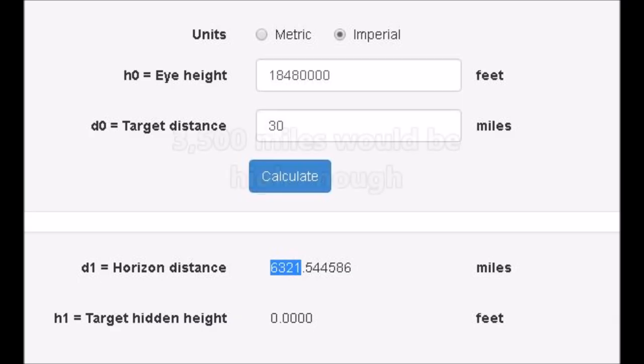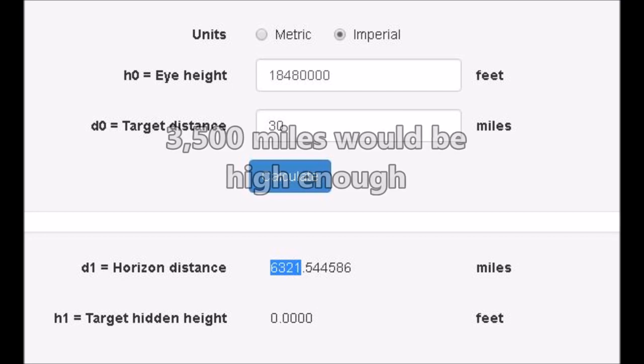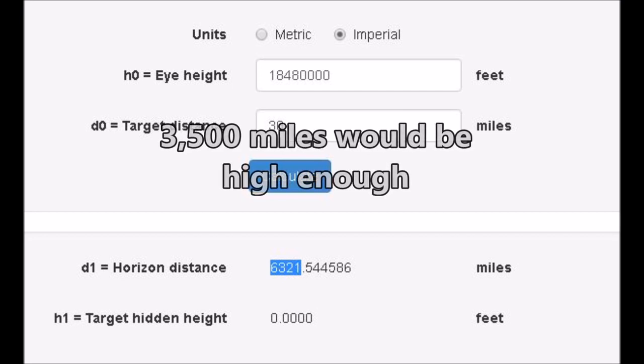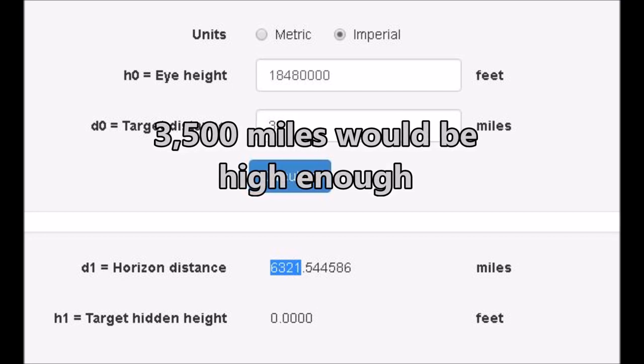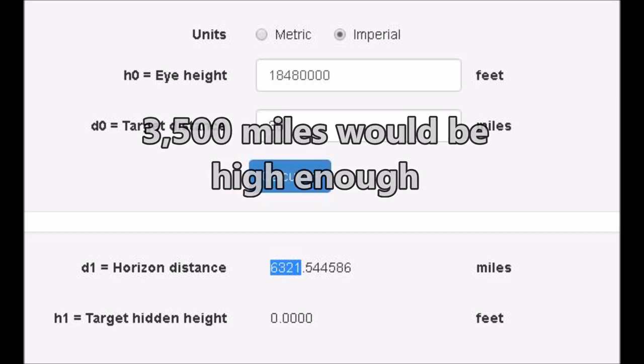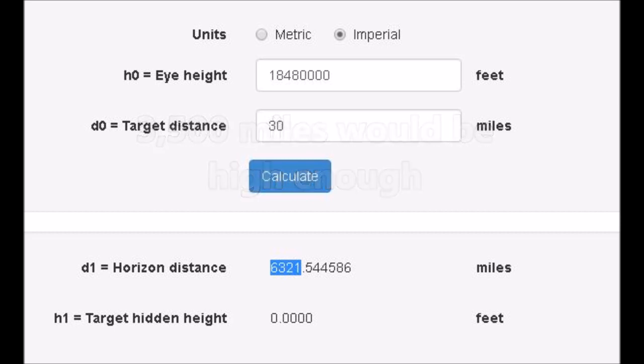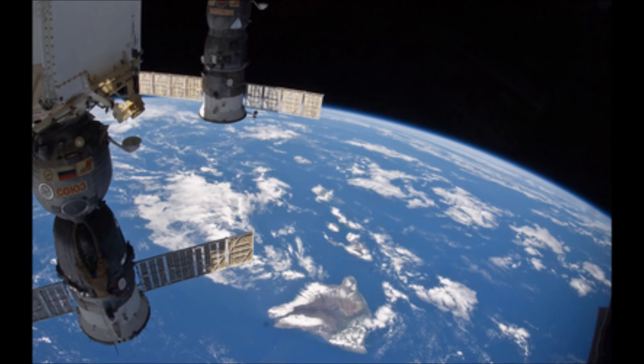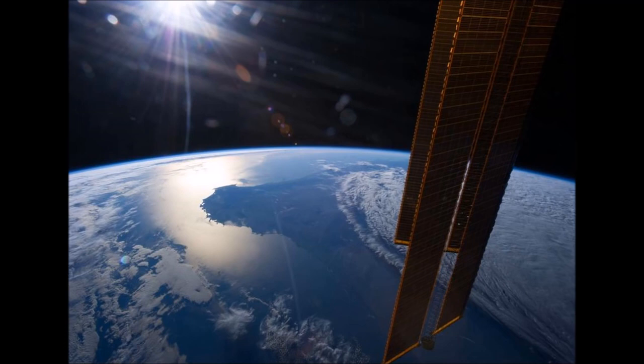And that means in order to be high enough to see that far, I actually did the calculations, and you would have to be about 4,000 miles into space. So in order to see the entire Earth, you need to be about 4,000 miles in space. So any picture, any image you see where they show you the bendy Earth and you see the whole Earth or half the Earth, it's fake.